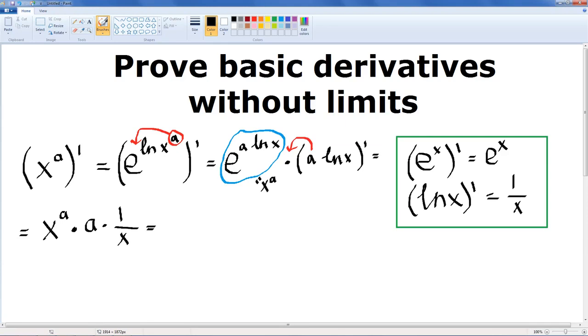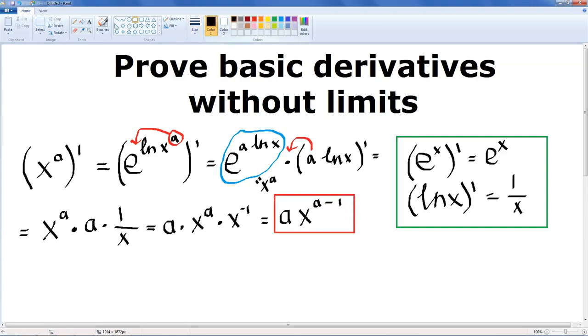As a result, you see we got 1 over x, so that's a times x to the power of a, and times x to the power of minus 1, right? Since it's x to the power of a times x to the power of minus 1, we just do a minus 1. So the final answer is a times x to the power of a minus 1. And that is the answer. As you can see, it's pretty fast. It doesn't require you to use any limits, which is much easier.